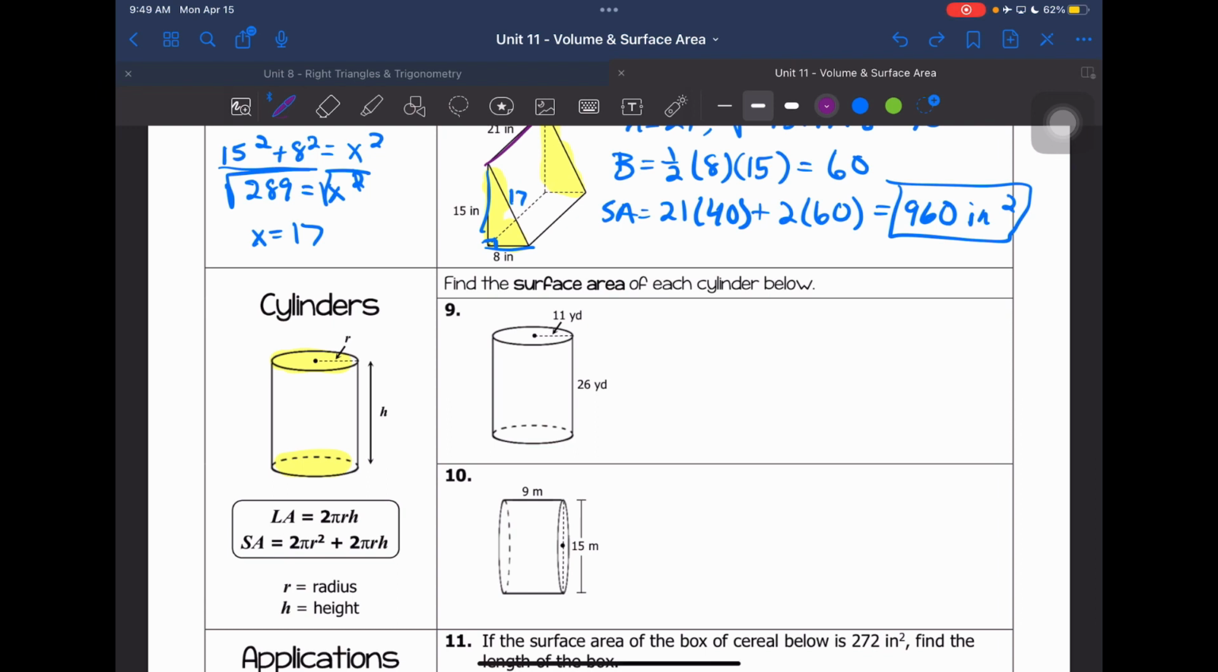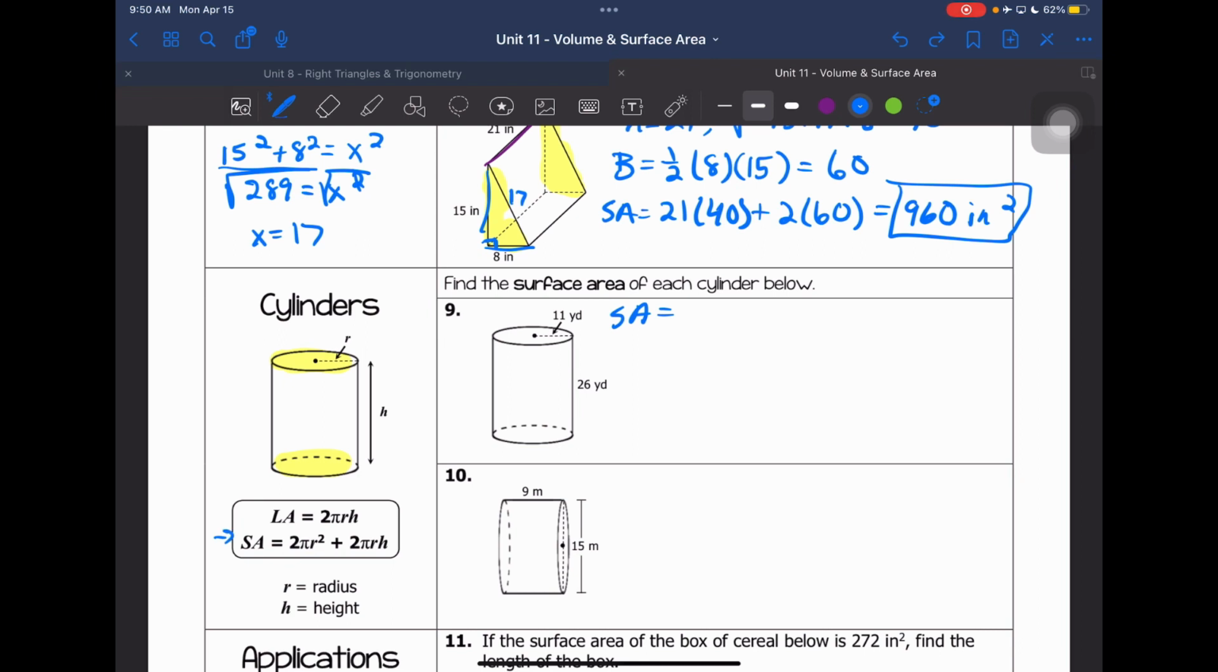You might need to know the lateral area sometimes. The lateral area is just the area of non-bases. So that would be the area of everything on this part, everything except the two circles. And so that formula is provided. But really, in the directions for number 9, it just says to find the surface area. So we can go ahead and use this formula for now. This lateral area formula is more useful during certain word problems.